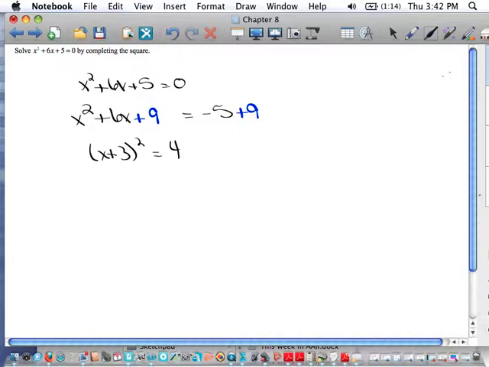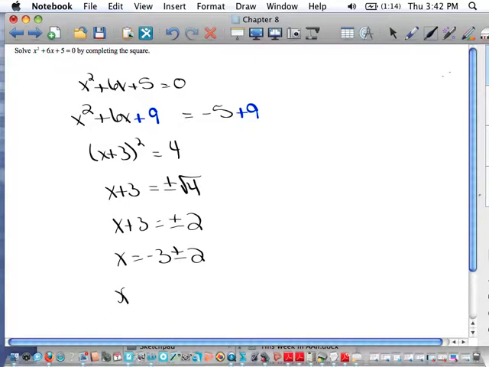Now I can use the even root property. Take the square root of both sides. X plus 3 is equal to plus or minus the square root of 4. X plus 3 equals plus or minus 2. Now solve for x. So x is equal to negative 3 plus or minus 2. That generates the solution set. X is equal to negative 5 and negative 1.